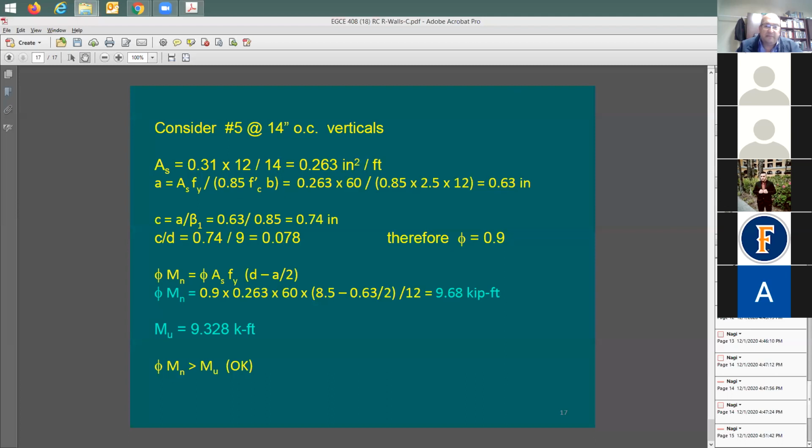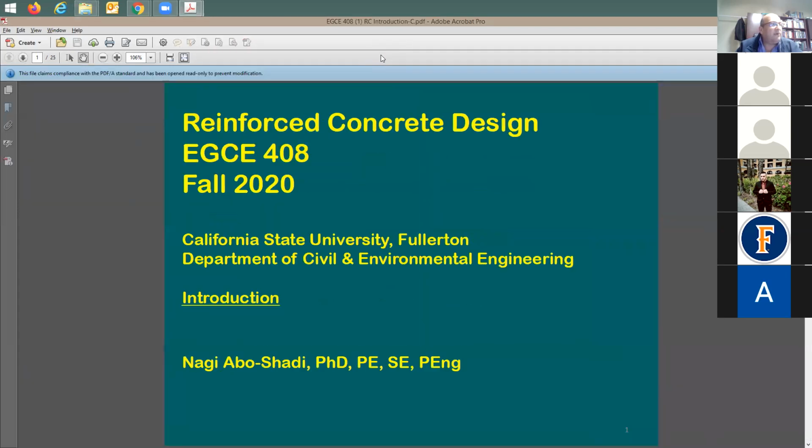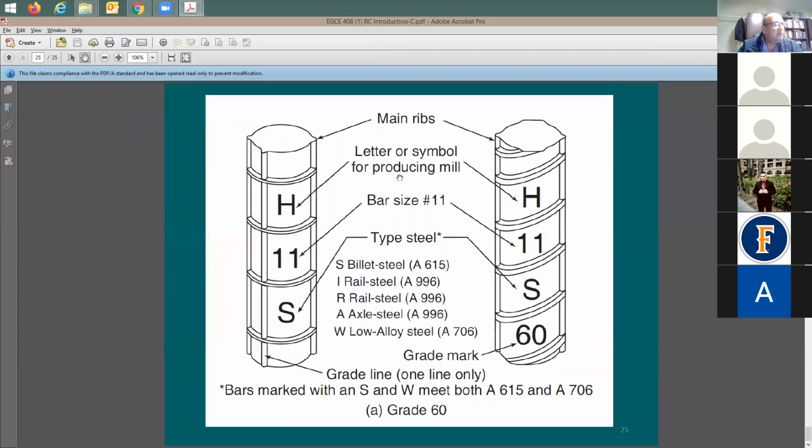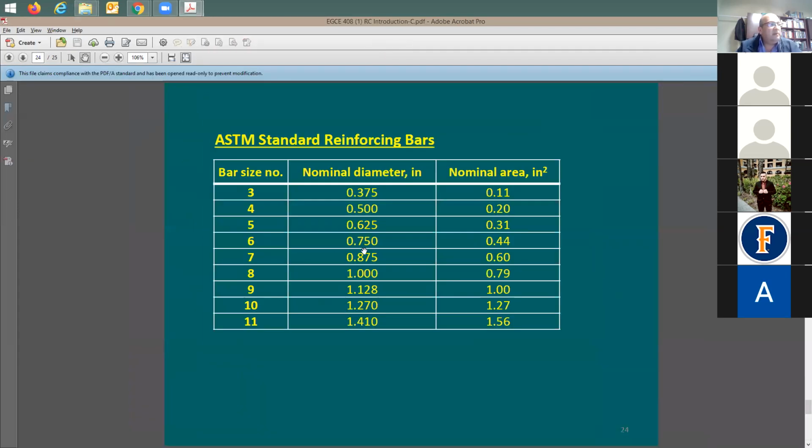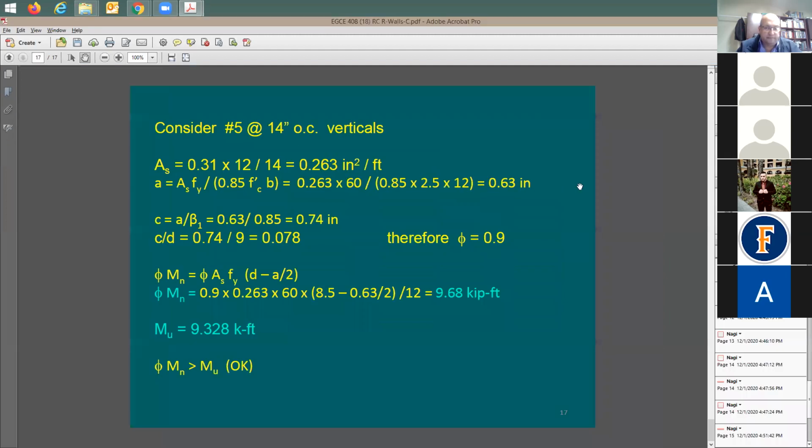If you give me a second. Good question. I put it here for you. You remember this table? Number five, look at this. How much is the cross-section area of number five? Okay, yeah, 0.31. Any questions?